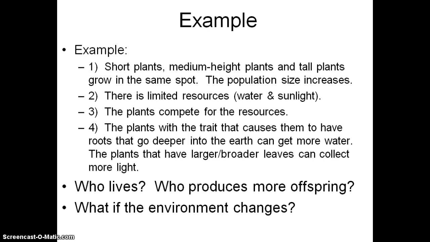So taking this example so that you can see it in real life, there could be a variety of different plants in a certain environment. They're growing in the same spot, and they need certain resources like water and sunlight. So if there are a lot of organisms at that particular site, they're going to be competing for those resources. If certain plants have genetic traits that allow them to get those resources better, they will actually produce more offspring in that particular environment.